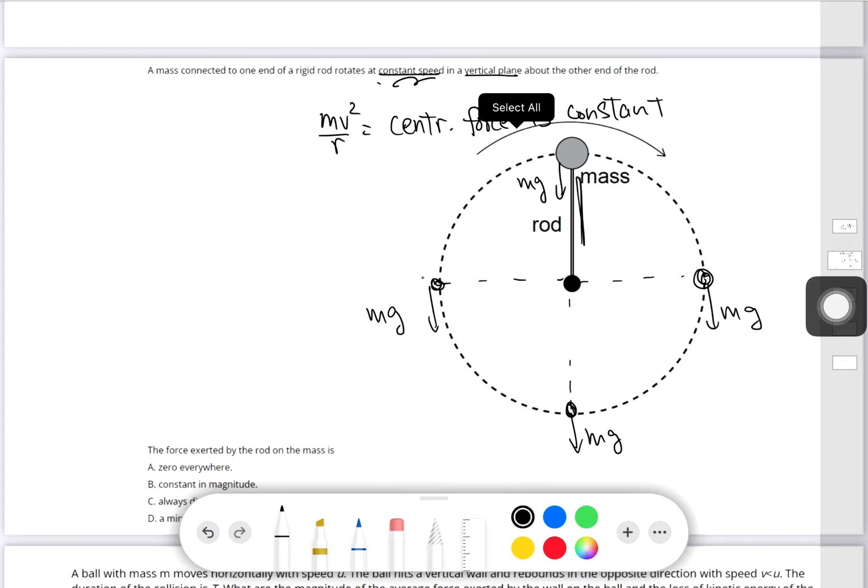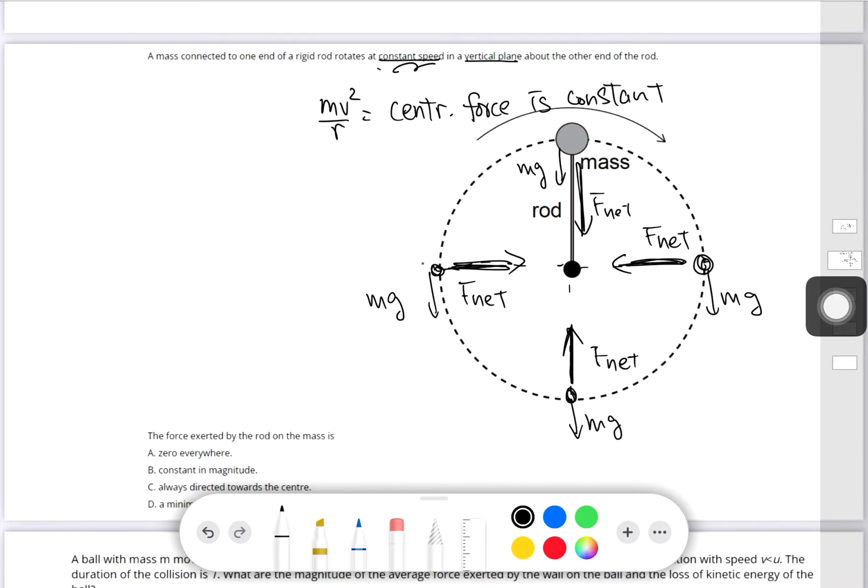We then have that this F net would be in this direction for each of these balls, always pointing towards the center. That's what centripetal force is. Now, for A, it's clearly not true if you consider the bottommost case. If there was zero force applied by the rod, then there's only going to be mg pointing downwards, and it's just not going to move up, so clearly not A.